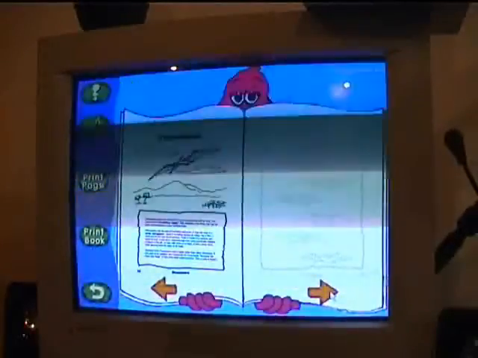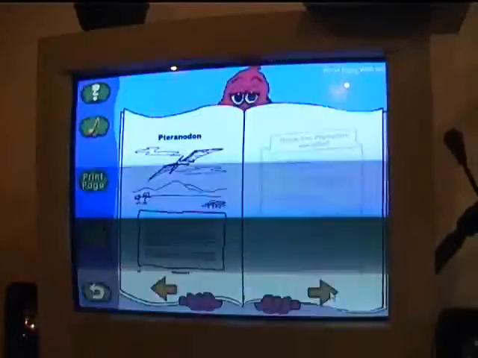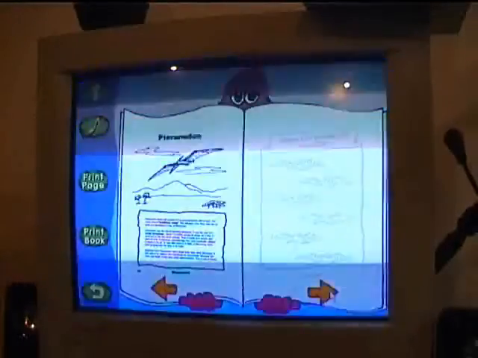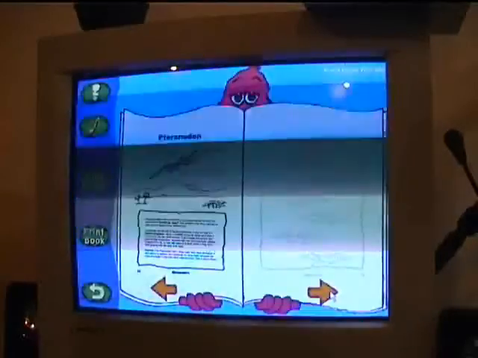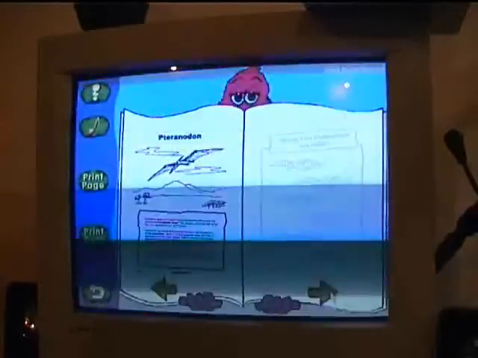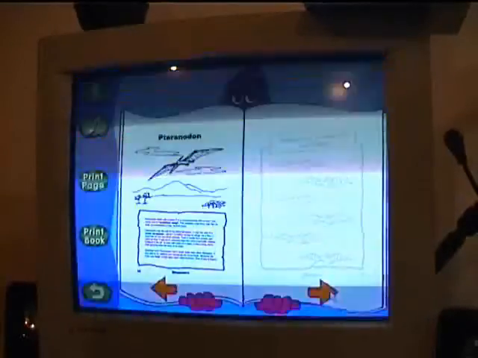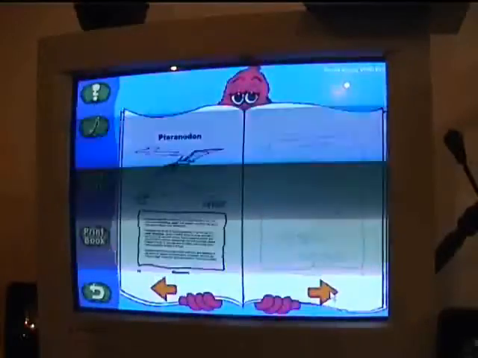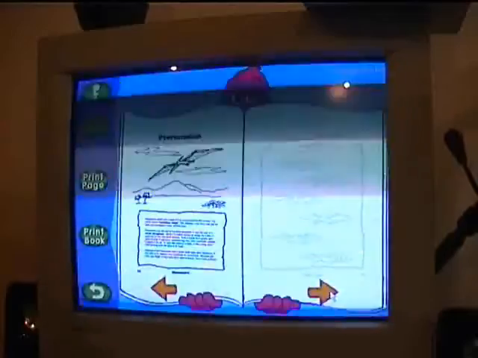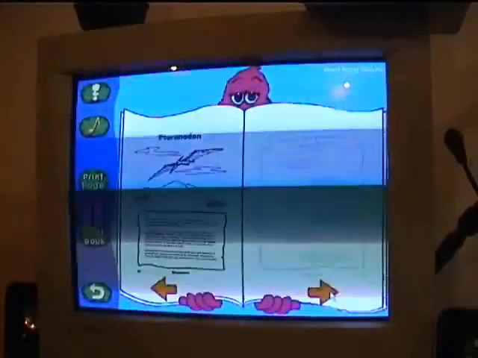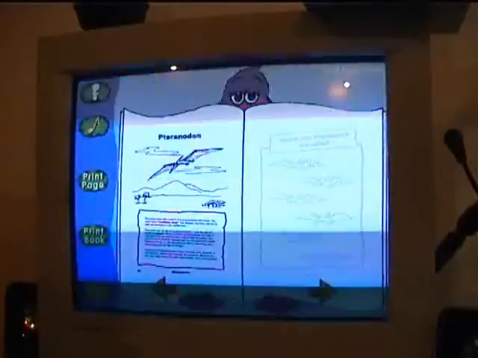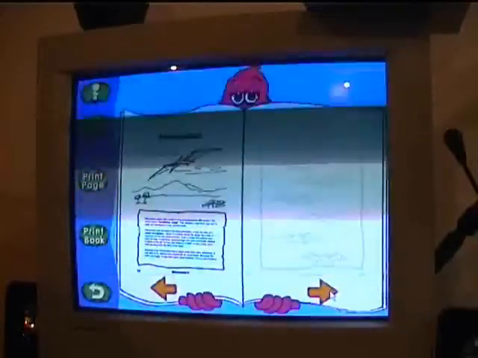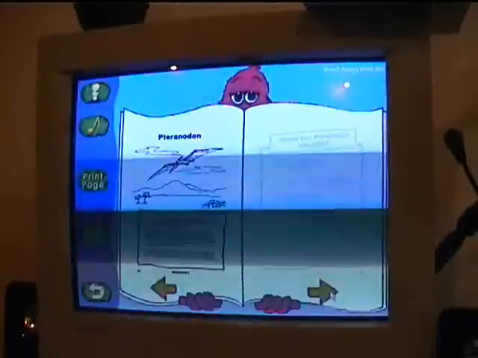Page 14. Pteranodon. Pteranodon starts with a silent P. It's pronounced Pteranodon. The name means toothless wing. This dinosaur over time had lost its teeth and developed a long pointed beak. Pteranodon was the last of the flying dinosaurs. It was the size of a small aeroplane, about 7.5 metres across its wings.